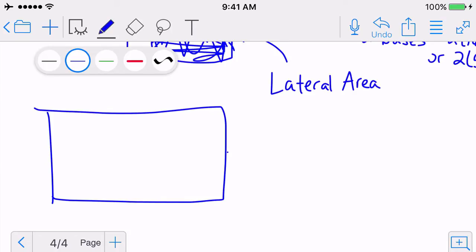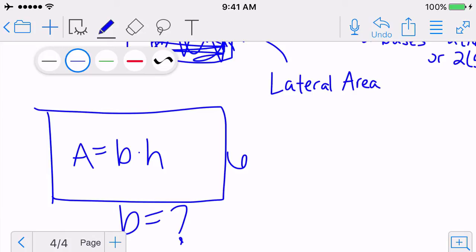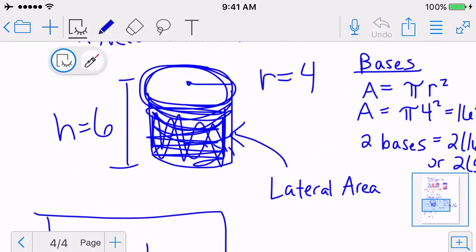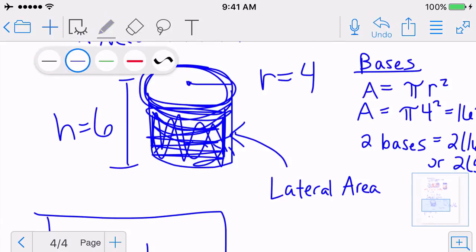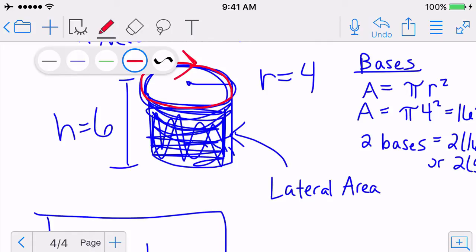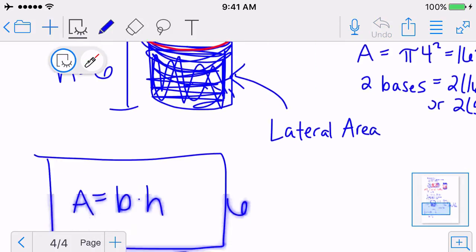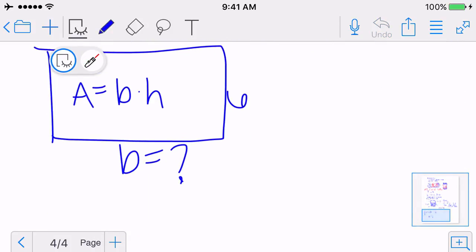So we know our height is 6, and we know the area for a rectangle is base times height. So we have 6, but what is our base? What would we need for that? So look back up in our picture here. If you imagine the base, how long that roll is going to have to be, it should be the full circumference to go all the way around the cylinder. So our base for our rectangle for the lateral area is actually the circumference.